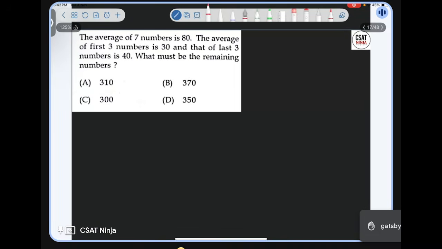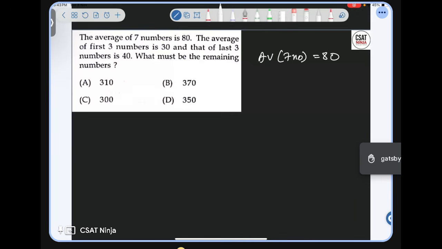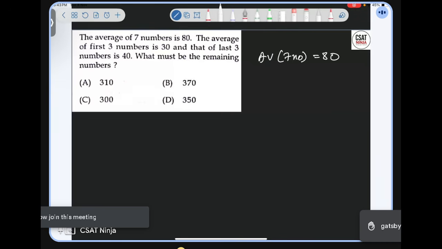The average of 7 numbers is 80. Which means the average of 7 numbers is given as 80. And what is given? I'll just write like this: 1, 2, 3, 4, 5, 6, 7. There are 7 numbers. The average is 80.